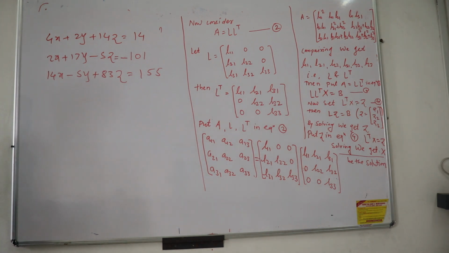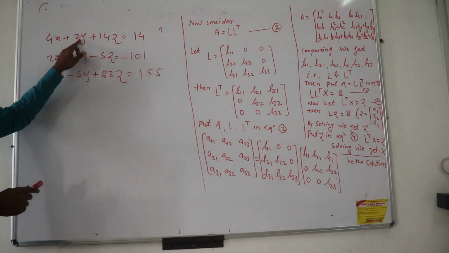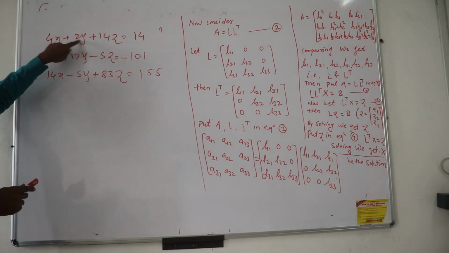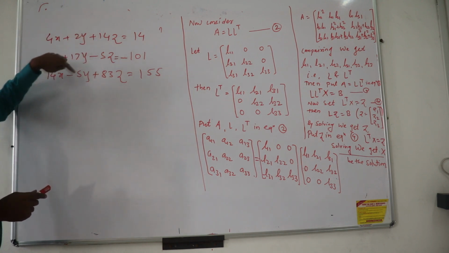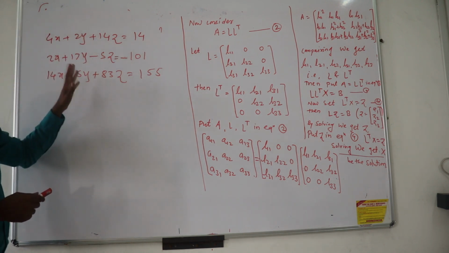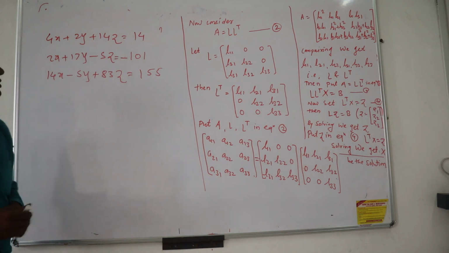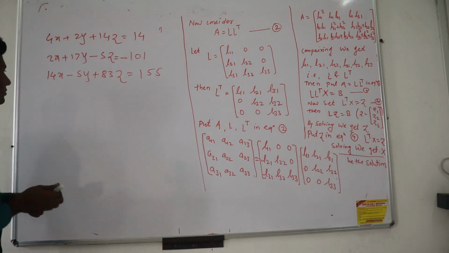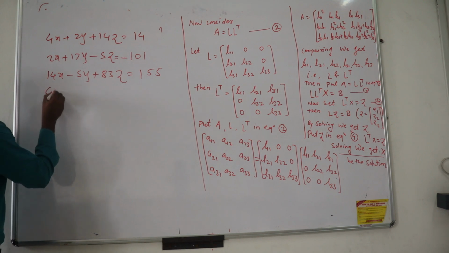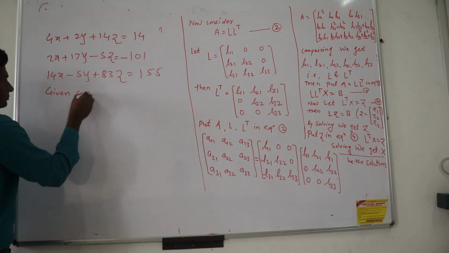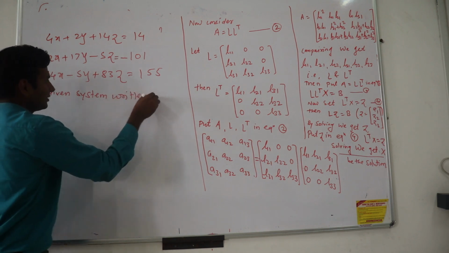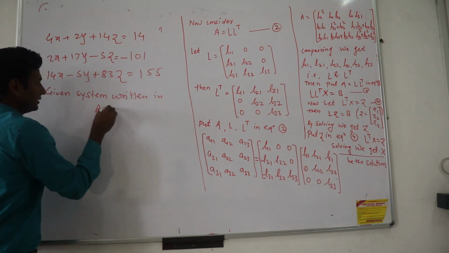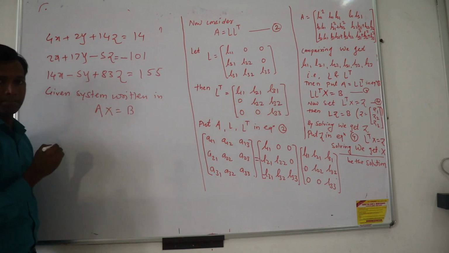This is an example of the Cholesky method. So how to identify it? See that the coefficient of y is 2 and the coefficient of x is 2, and the symmetric elements are 14, 14, and minus 5, minus 5. So a symmetric matrix is there, and the Cholesky method is applicable here. The first step is to write the given system in matrix form. The matrix form is AX equal to B.